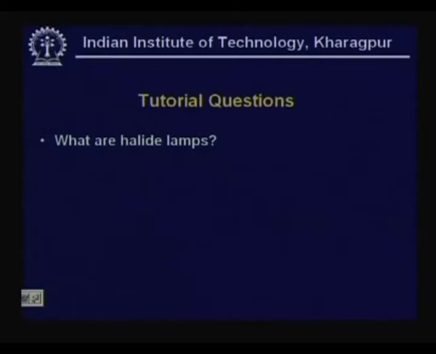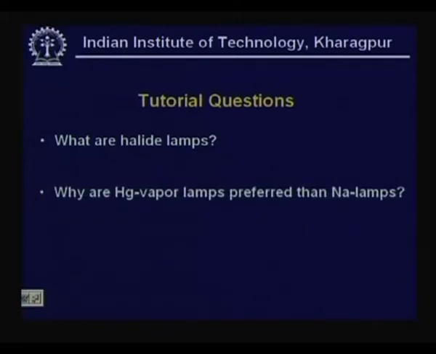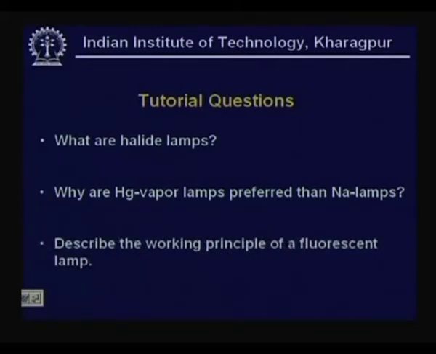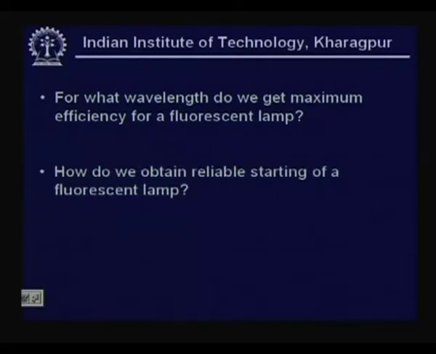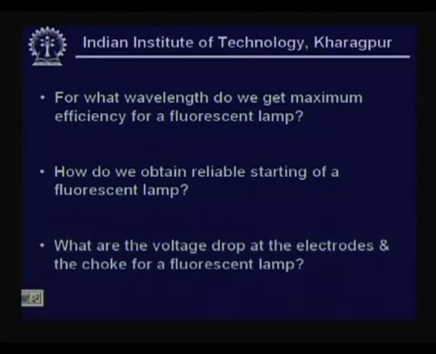Having said this, some of the questions that may be answered here: halide lamps, we have seen what halide lamps are, what kind of halides are used, why are mercury vapor lamps preferred over sodium lamps, describe the working principle of a fluorescent lamp. For what wavelength do we get maximum efficiency for a fluorescent lamp? How do we obtain reliable starting of a fluorescent lamp? What are the voltage drops at the electrodes and the choke for a fluorescent? This is where it addresses basically the ratios that need to be maintained.